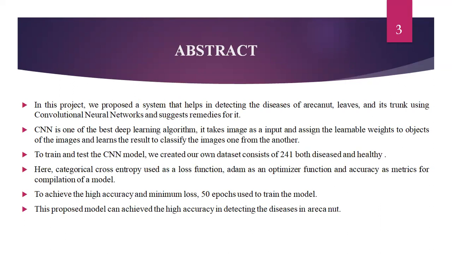We are using a CNN model. CNN is one of the best deep learning algorithms. It takes an image as an input and assigns learnable weights to the objects in the images and learns to classify the images one from another. The dataset consists of 241 both diseased and healthy images to train and test the CNN model. Here we are using 50 epochs to train the model to achieve high accuracy and minimum loss.